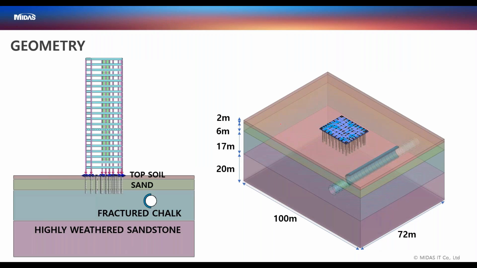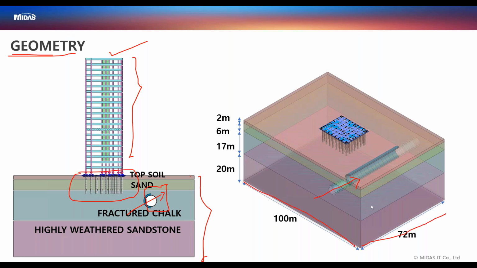And in today's webinar, we will consider the problem that is shown here. It is a G plus 25 building with pile raft foundation, and there are 4 layers of soils here, and we have a tunnel that is being excavated, and we will see how the building behaves due to the excavation that is carried out in the tunnel. And the entire model dimensions are around 100 meter by 72 meter, and the depth of the soil is around 45 meter.